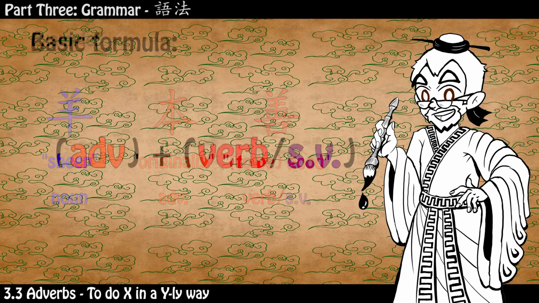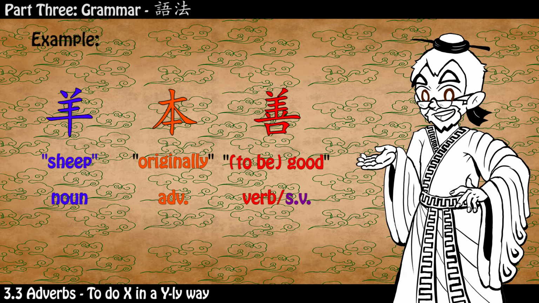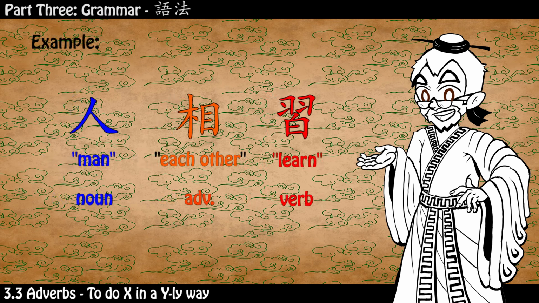Now let's see some examples. 羊本善, literally sheep, originally good. Here, the adverb 本 originally modifies the stative verb 善 to be good. Thus, we can interpret this sentence as sheep are originally good. Example the second. 人相习, literally man, each other, learn. Here, 相 mutually each other modifies the verb 习 to learn, to train, to practice.